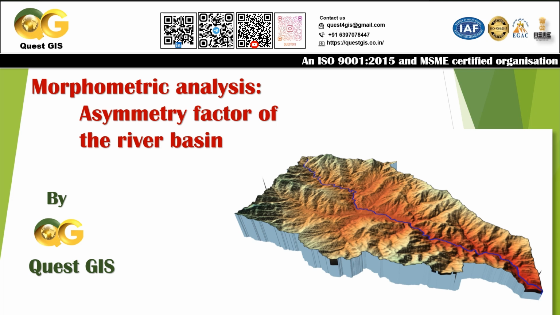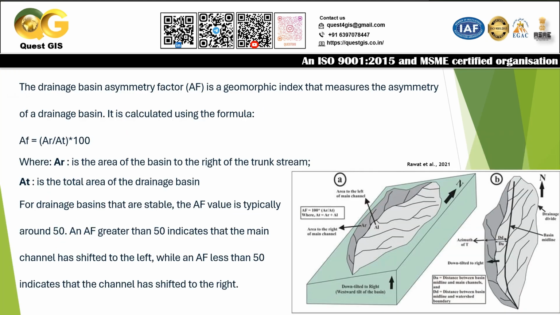So let's begin. Firstly, we will discuss the theoretical part of asymmetry factor of river basin, and then we will learn hands-on using QGIS and an Excel sheet. So basically, asymmetry factor of a river basin is a morphometric parameter that helps us in understanding whether a river basin is tilted to some specific direction or not. You can calculate this using the following formula.